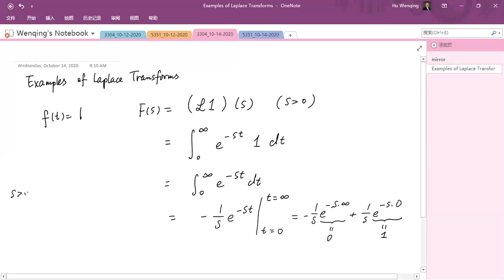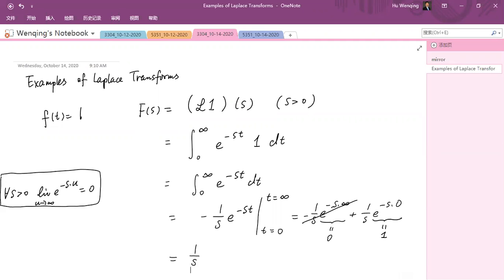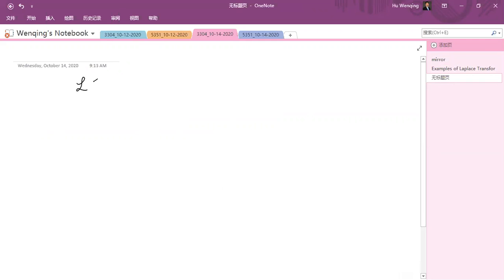So basically, for any s greater than 0, the limit as u goes to infinity of e power minus s multiplied by u is just equal to 0. Is that good, family? We are just going to use this fact. That means that after this integral, you won't have this term, and therefore you just have 1 over s. So we reached such a nice conclusion: the Laplace transform of 1, at s, is equal to 1 over s.